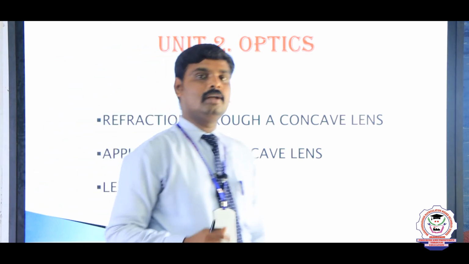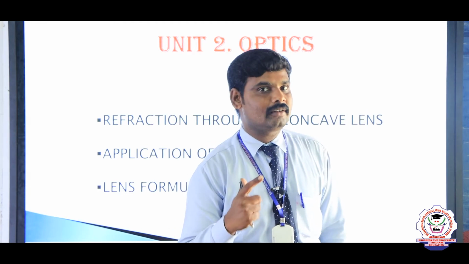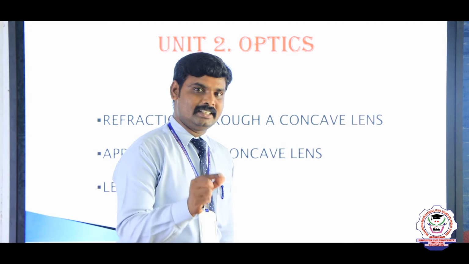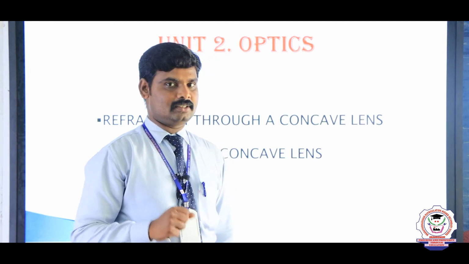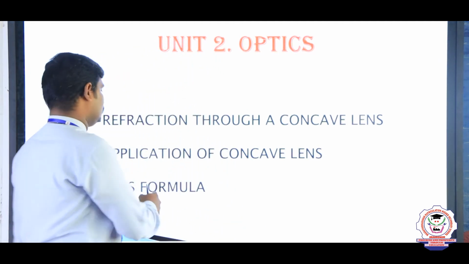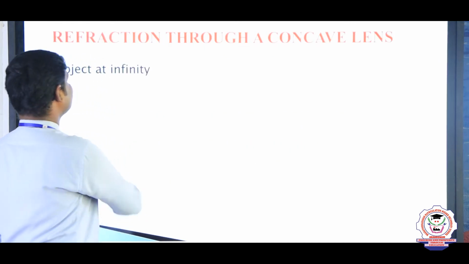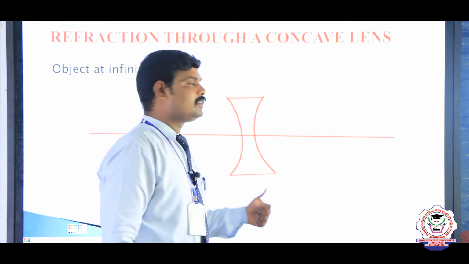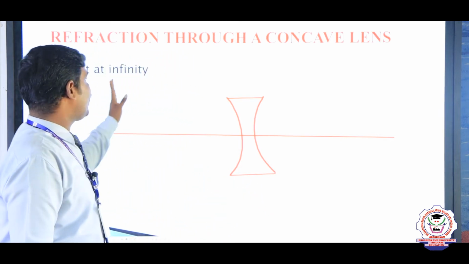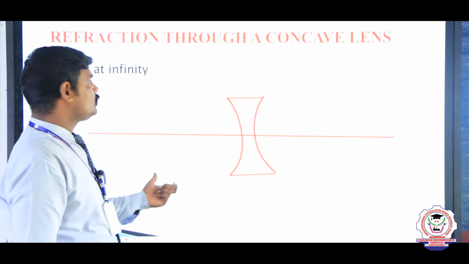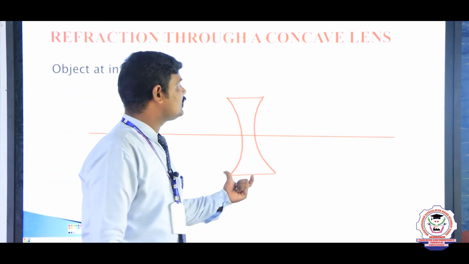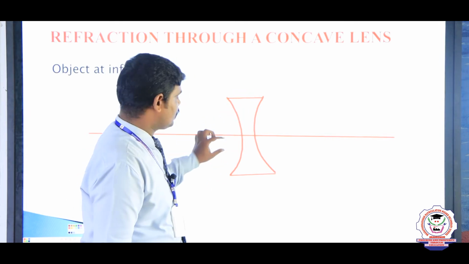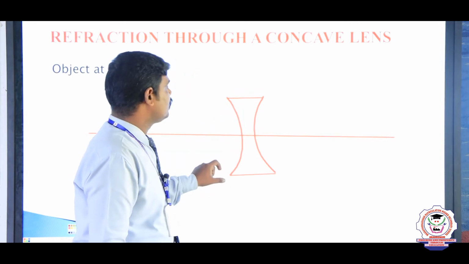We know very well the shape of the concave lens. The center point is thinner than the edges, right. So, the first topic is refraction through a concave lens. The first position, object at infinity. So, see my dears, this is the concave lens. The center point is thinner compared to the edge, right.